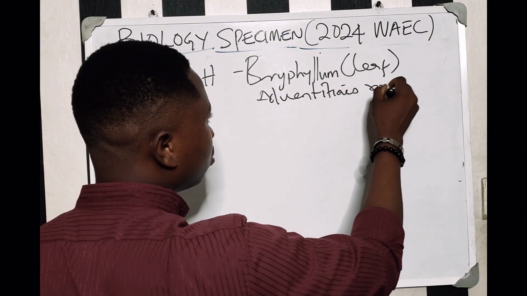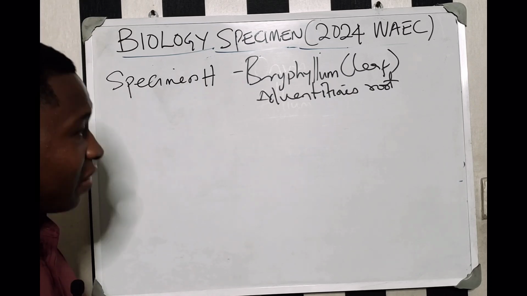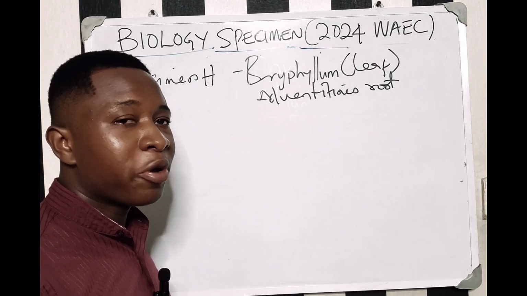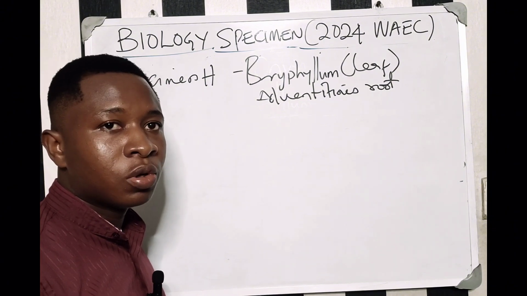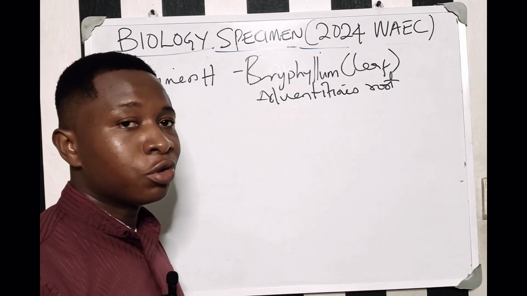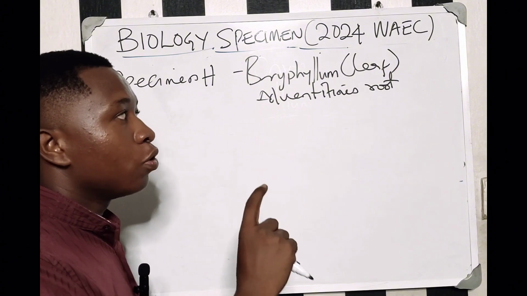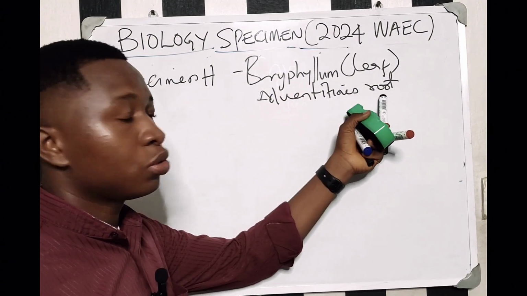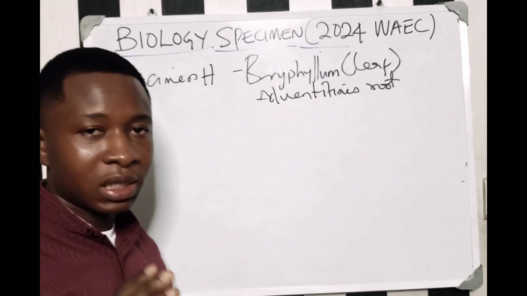Okay, so I will explain what adventitious roots are. Adventitious roots are roots that grow from points aside the main roots. For example, you can have roots growing on the stem, you can have roots growing on the leaves. So this particular one, they ask for this Bryophyllum that has these adventitious roots on the leaf, because they specified here that they need the leaf.